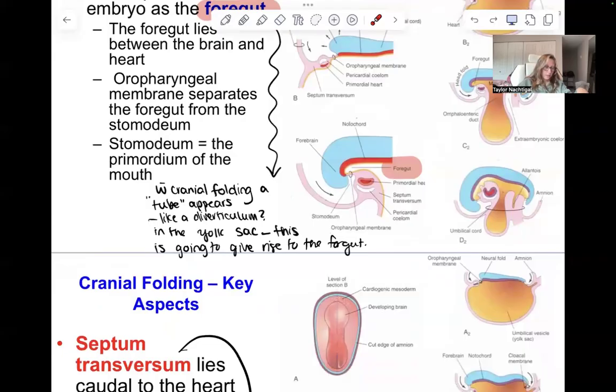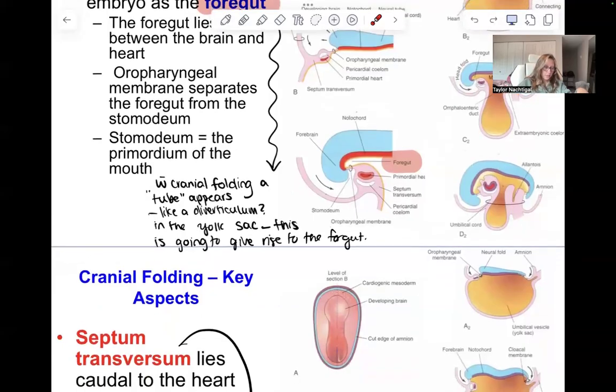Okay, the oropharyngeal membrane separates the foregut from the stomodeum. So the stomodeum is this space right here. This is basically going to become the mouth. So the stomodeum is just this part of the amniotic cavity that is exposed to the rest of the amniotic cavity. It says here, this is the primordium of the mouth. So all of our mouth structures are going to develop here.